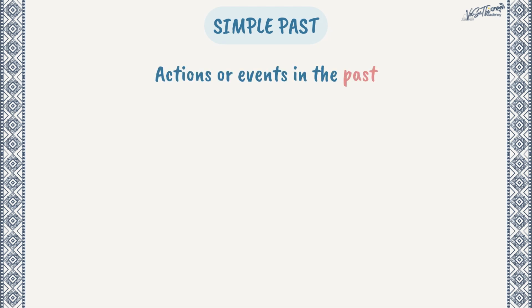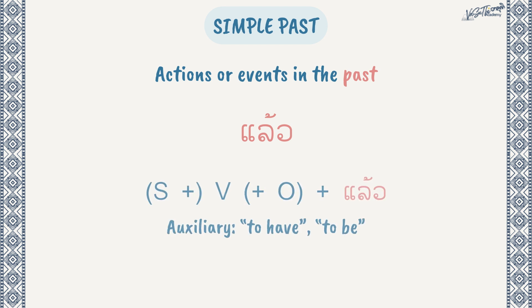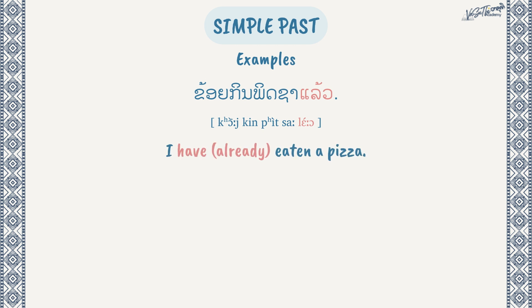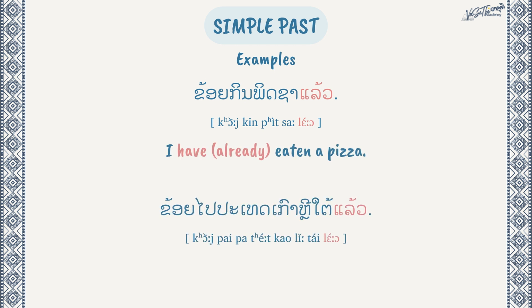Another way to talk about past actions or events is by placing the term แล้ว at the end of the sentence. This gives us the following structure. Subject, verb, with or without an object complement, and แล้ว. For example, ค่อยกินพิซซ่าแล้ว which means I have already eaten a pizza. ค่อยไปประเทศเกาหลีใต้แล้ว which means I have already been to South Korea.